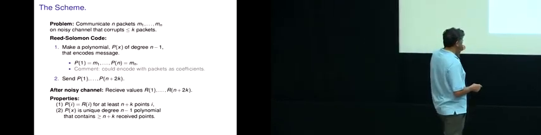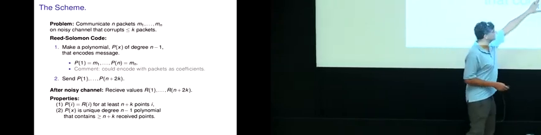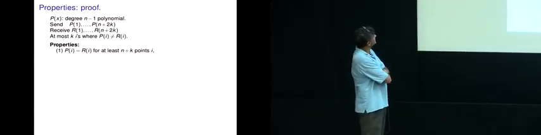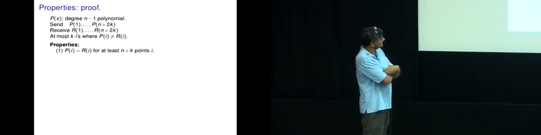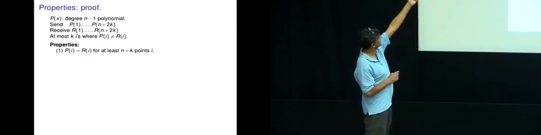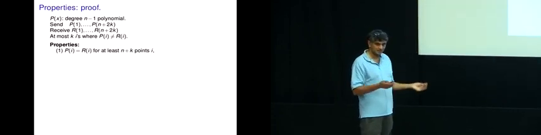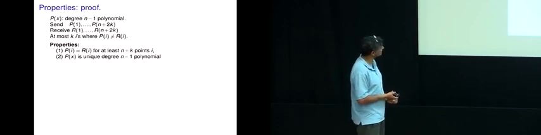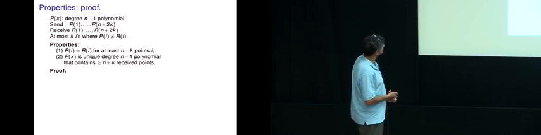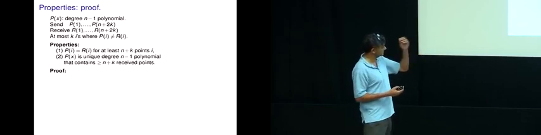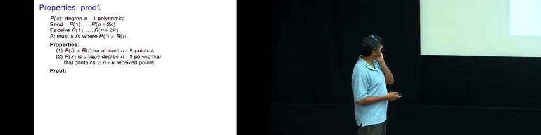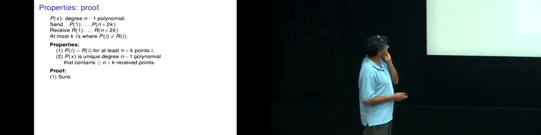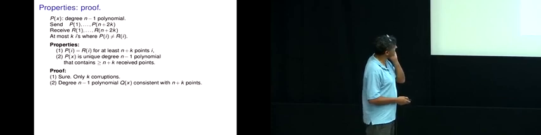So the point is, I want to say this is unique. It's fairly clear. Property 1: P of i is equal to R of i for at least n plus k points because they only differ in k points, and there's n plus 2k, right? You subtract. Okay, P of x is a unique degree n minus 1 polynomial that contains greater than this many received points. Okay?